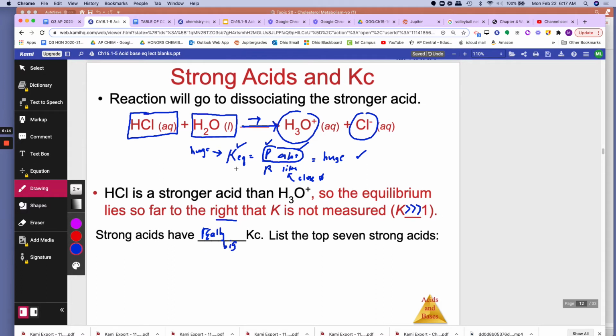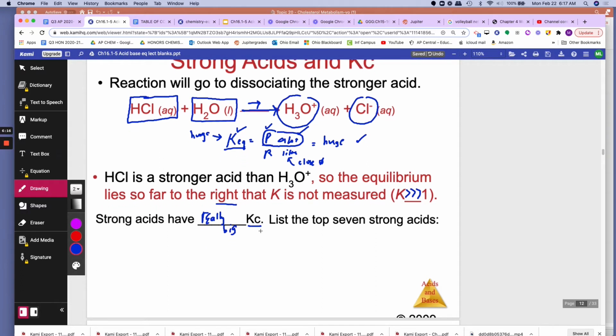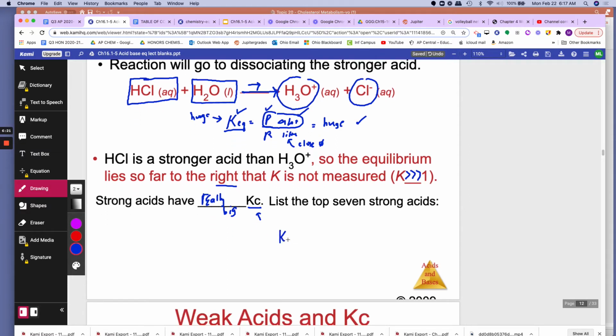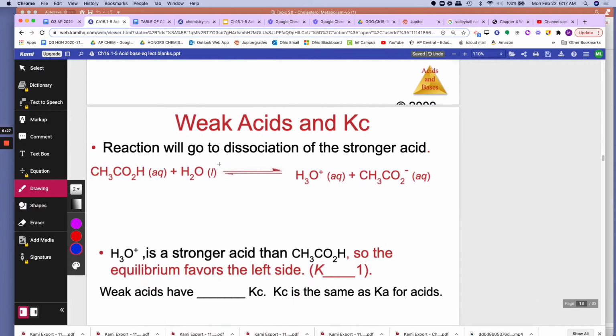Okay, so now I'm changing K equilibrium to Kc. C means concentration. And now because they're acids, you can also write Ka. They're all the same thing, all ratio of products over reactants. Okay, now let's look at weak acids.